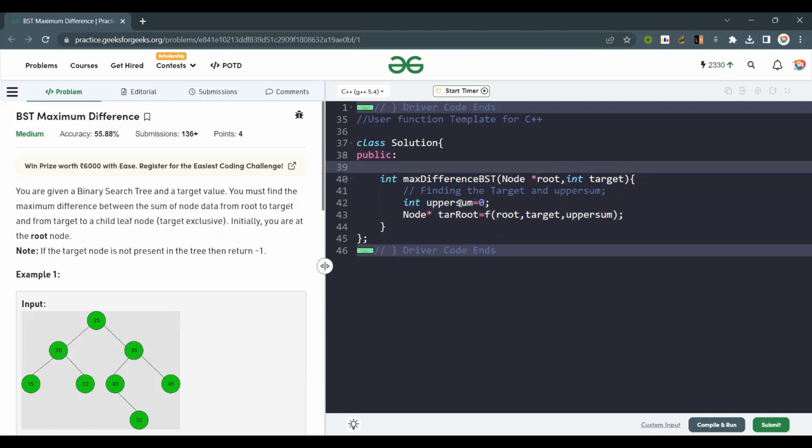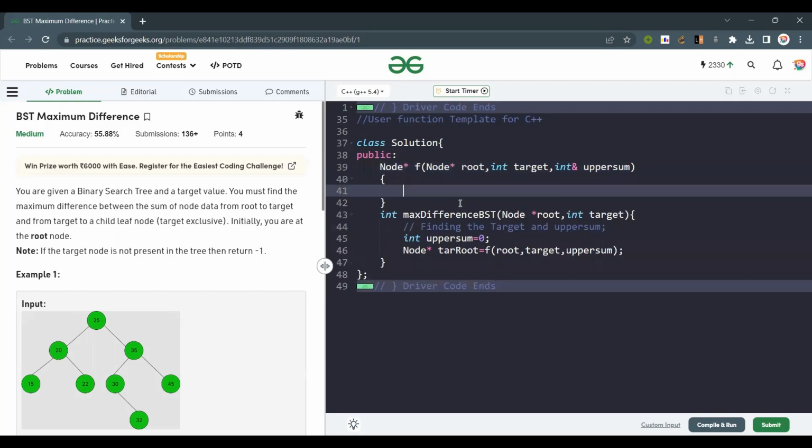Okay. So now Node star, we will create a function Node star, root, int target and int upper sum. We will pass it by reference so that whenever I get it, I will not remove it from here, because when I backtrack, then the sum will be reduced. I don't want that. It should be added.